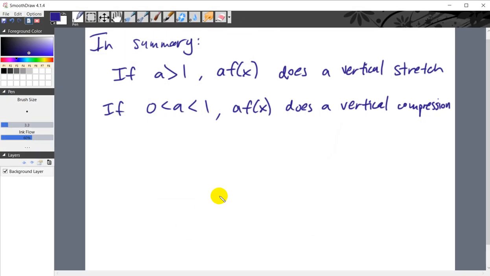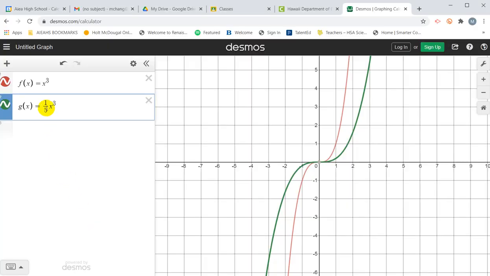If the number on the outside, in this case here, is greater than 1, then you have a vertical stretch. If this number here is between 0 and 1, it's going to do a vertical compression. So think about what we have here. We said 1/5. Well, 1/5 is the same thing as 0.2. So they both basically are the same thing.